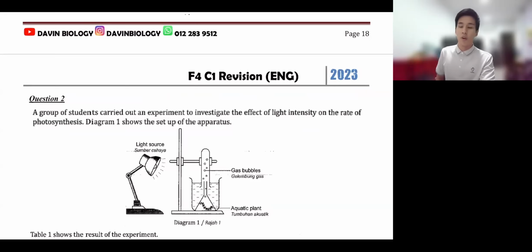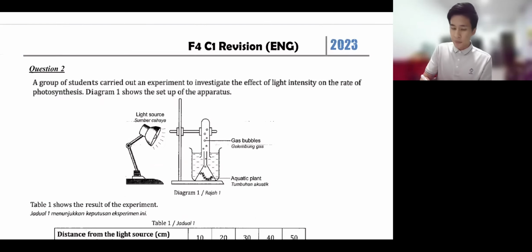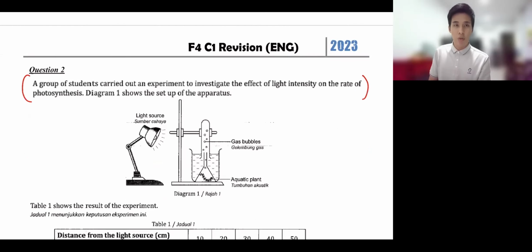You wrote too many reports in your Form 3. Okay, the report in your amali is very easy. It's much easier than your Form 3 report. Trust me. Okay. Now, here, page 19, we do this question real quick.